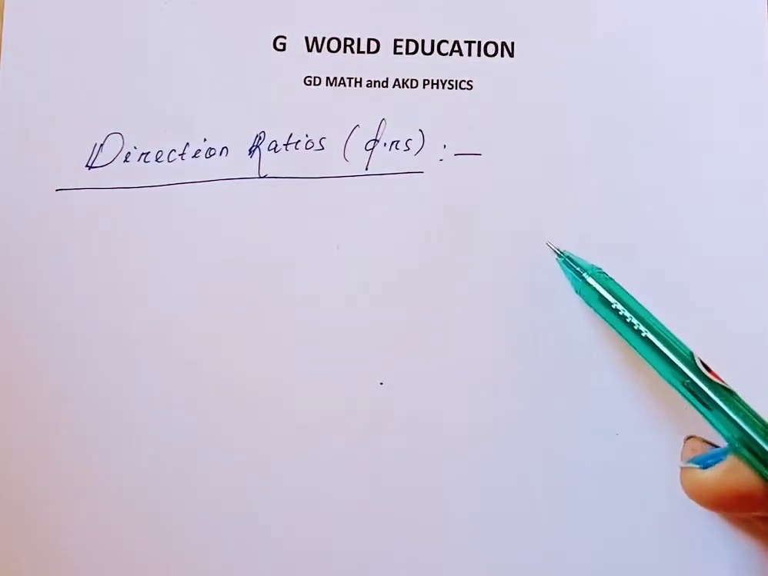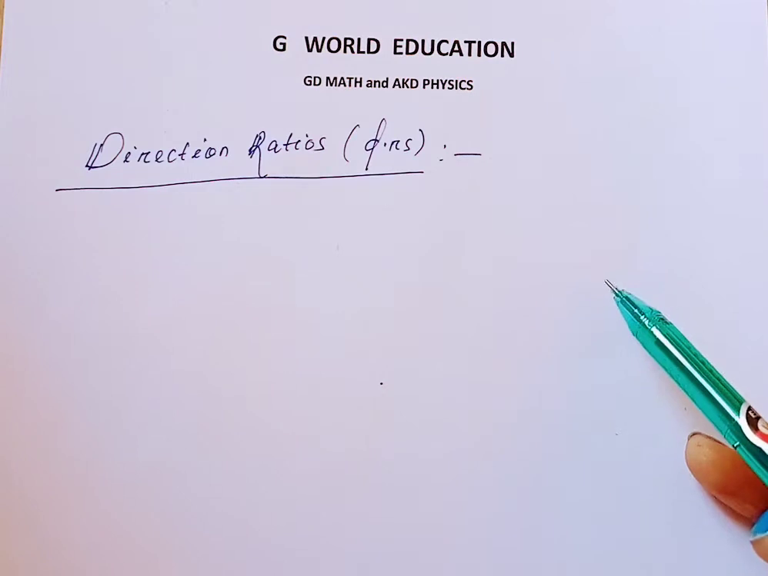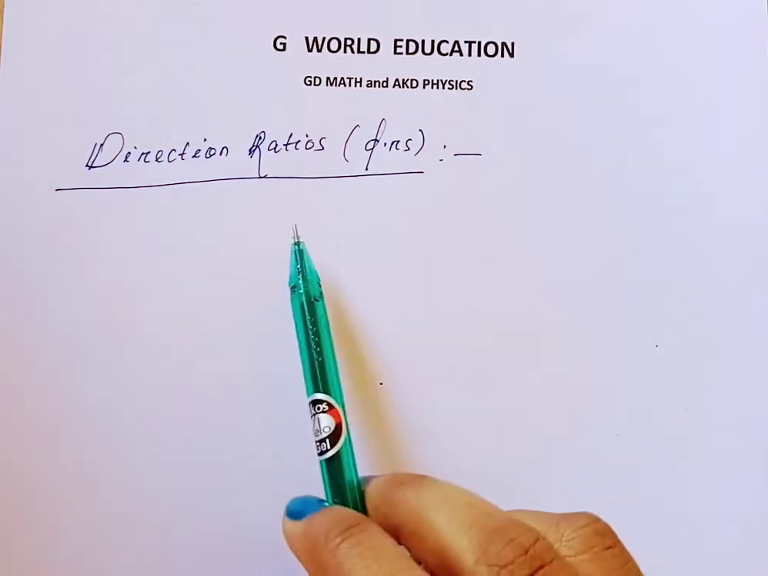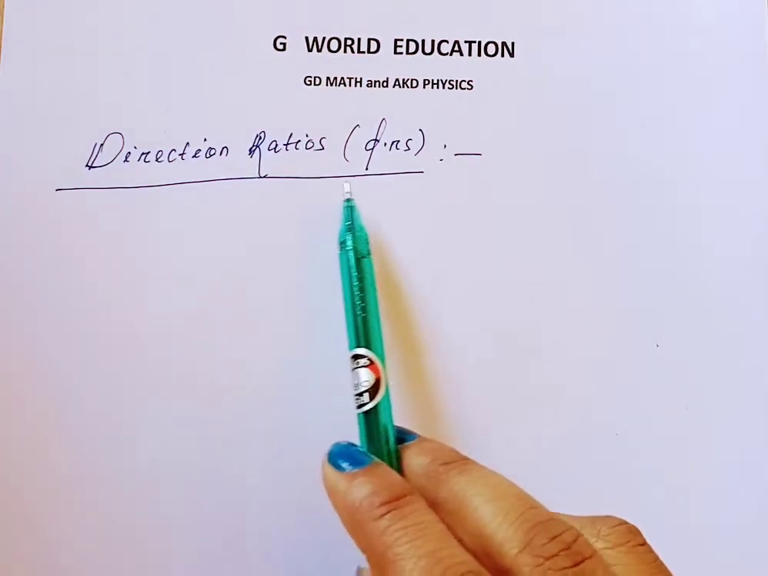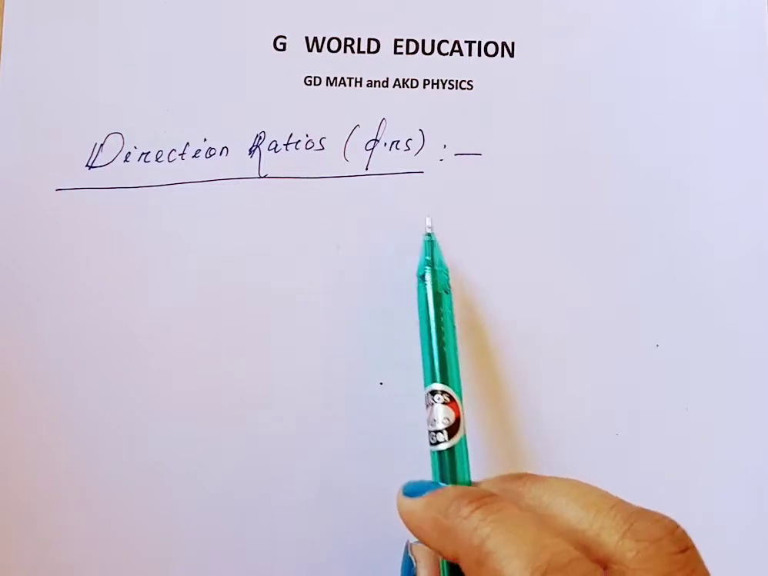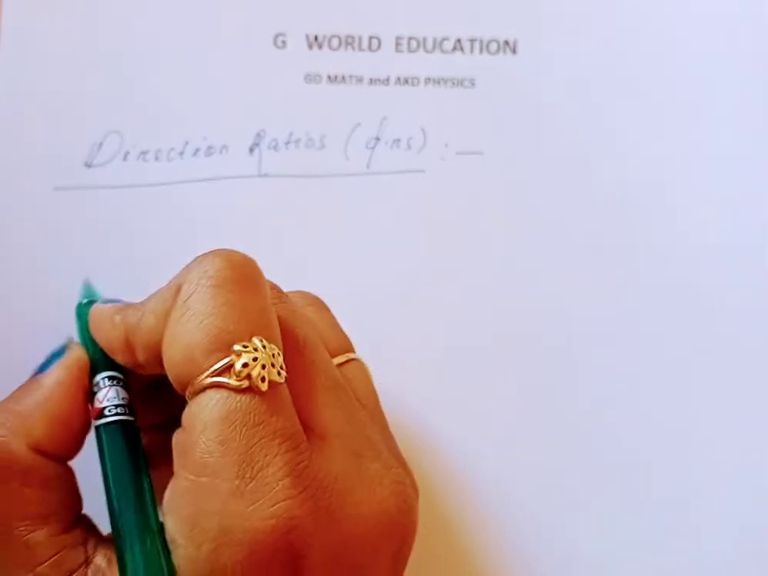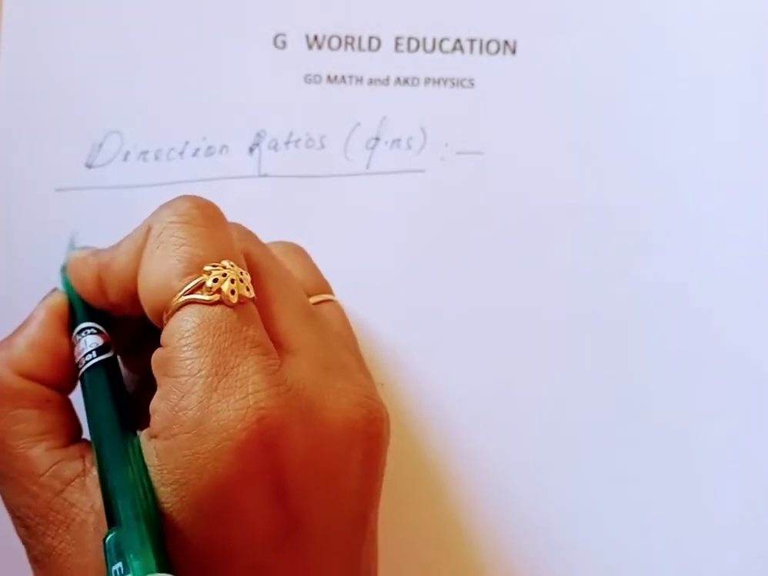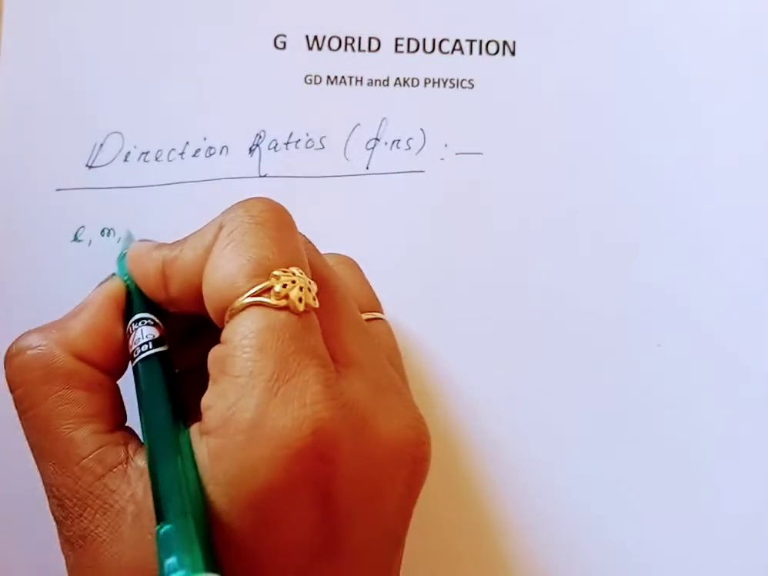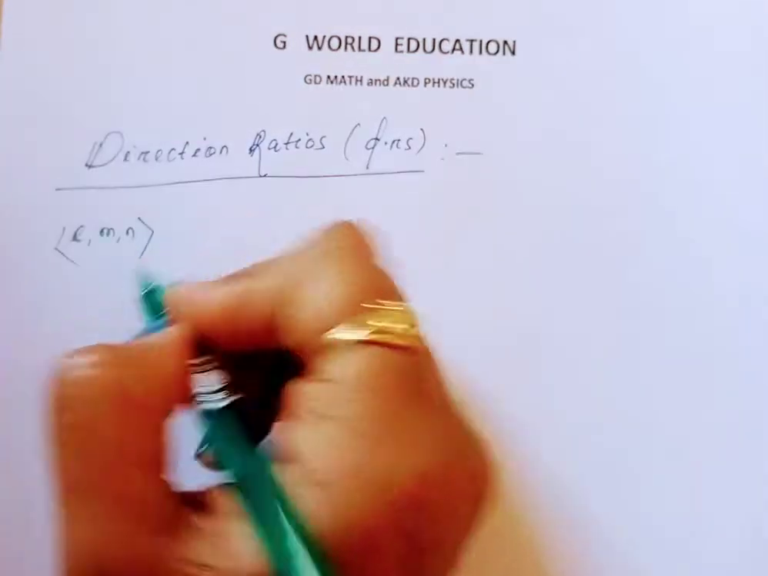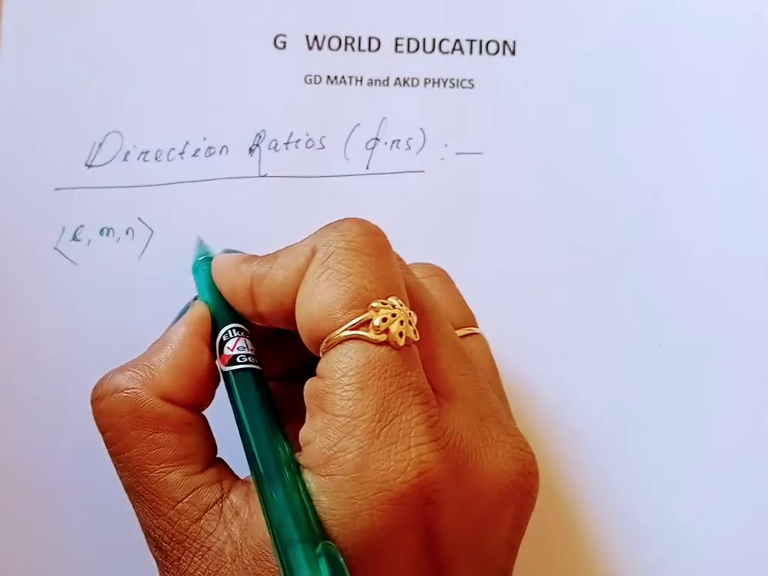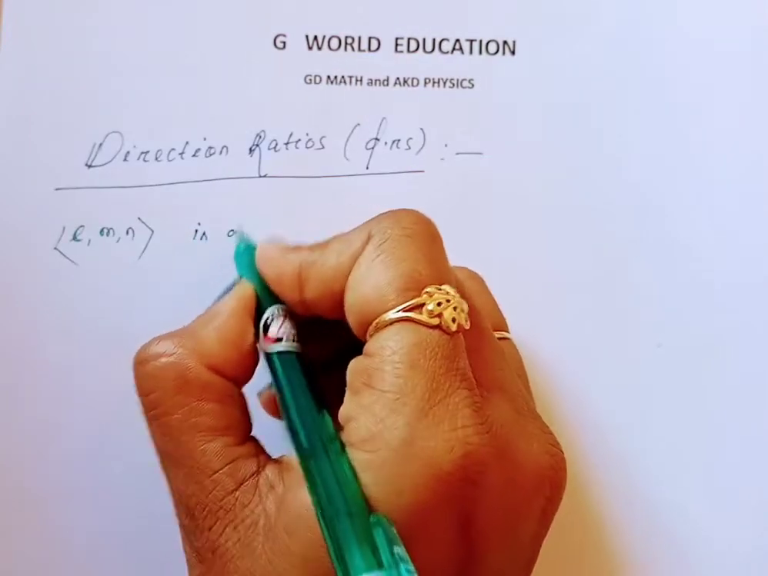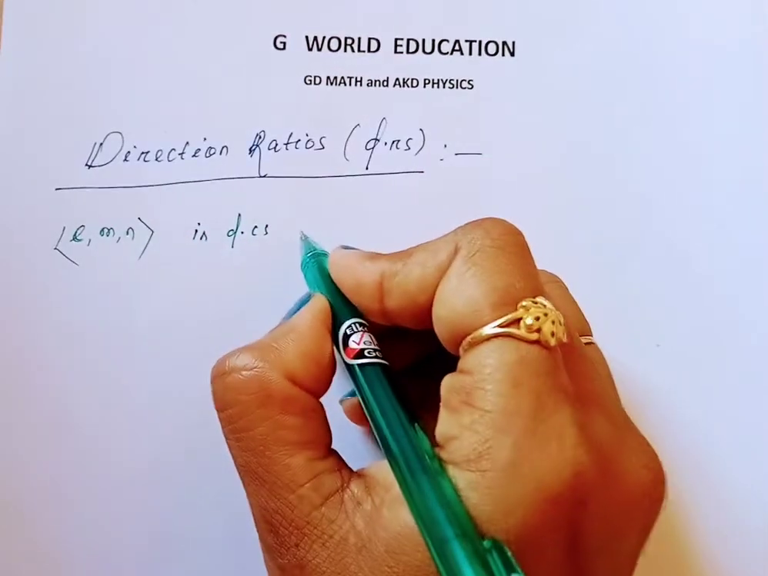In my previous section, I have discussed direction cosines of a line. Here, I am discussing direction ratios of a line. So, let l, m, n be the direction cosines of a line.